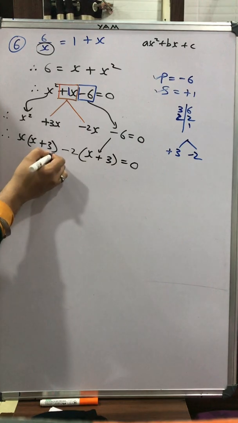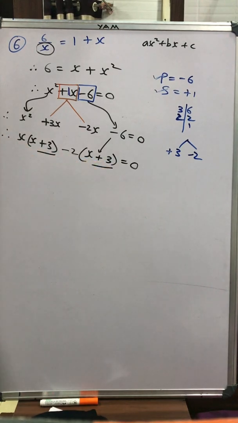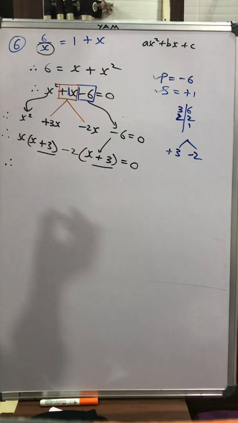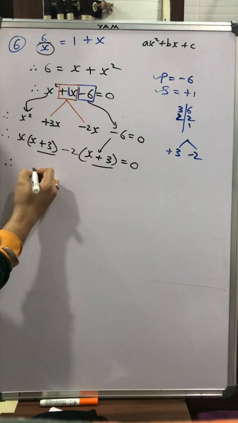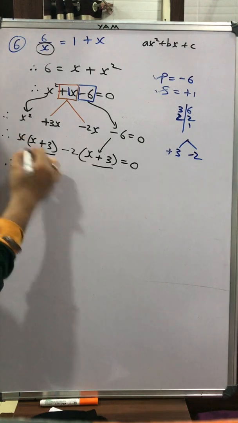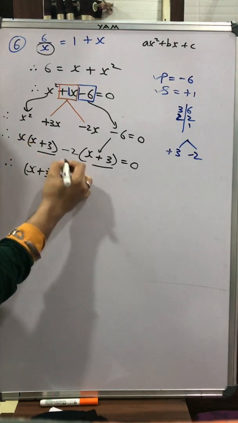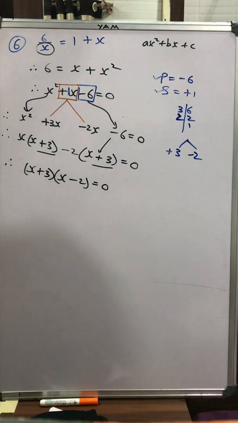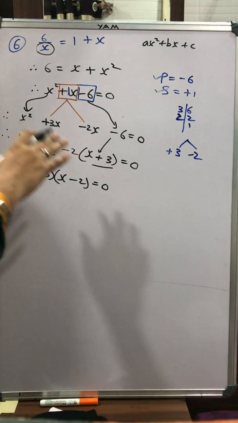Oh great, the idea is that both these brackets should be the same. I got both the brackets as same. Therefore I remove this bracket x plus 3 common from the entire expression. So I will be remaining with only x, and this -2 is equal to 0. If they had not given us this equal to 0, then we would have stopped over here. But here equal to 0 is given.